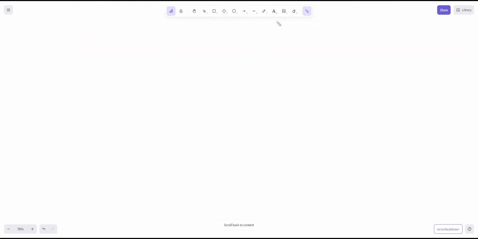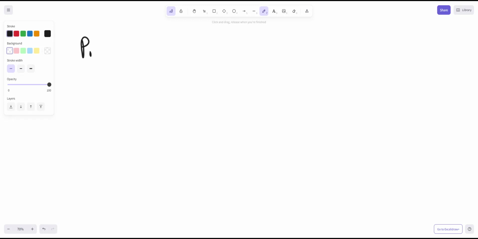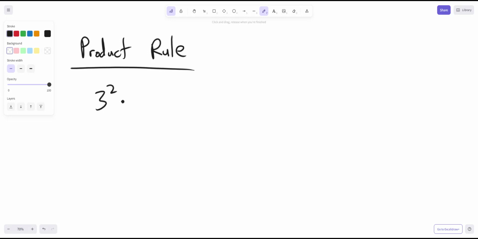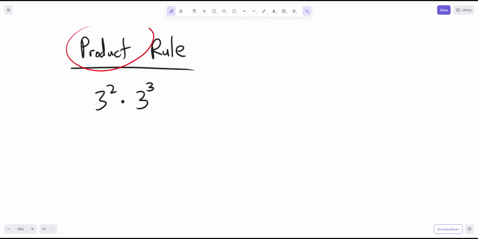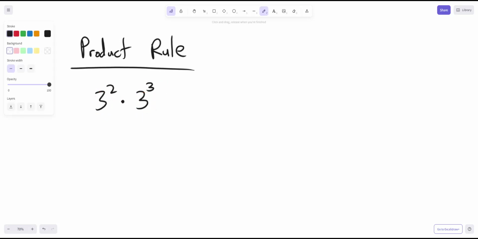To get even more advanced than that, we have something called the power rule. Oh, sorry, not the power rule, the product rule. For example, if I have 3 squared times 3 to the third power, it's called the product rule because product means multiply. Whenever you're multiplying two different exponent forms with the same base, you can really just add the exponents. I'm going to do that without it.